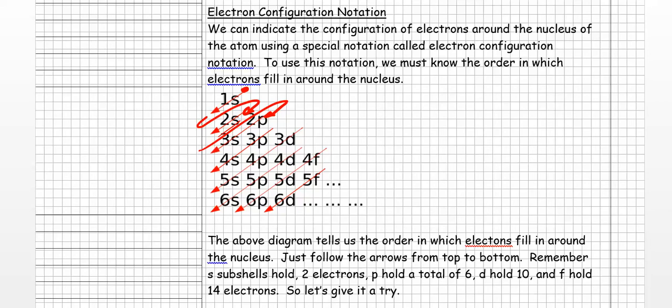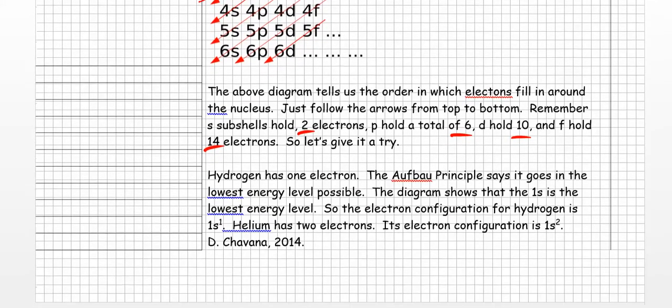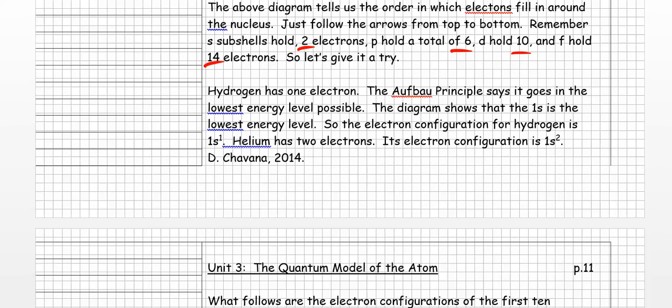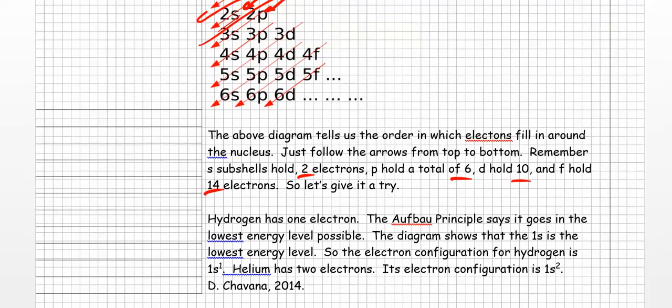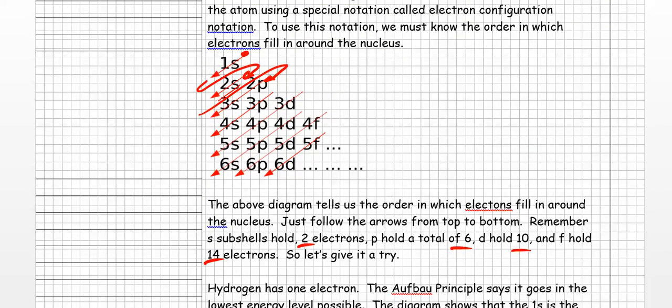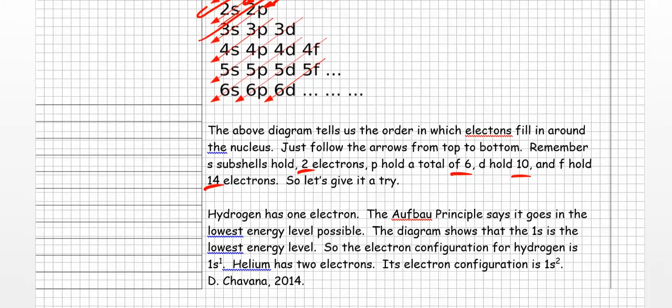So the next thing to remember is that S subshells hold 2 electrons. Okay? S subshells hold 2 electrons. P holds 6. So 2 for S, P holds 6, D holds 10, and F holds 14 electrons. So let's try a few very, very easy ones. So hydrogen has 1 electron only. Where do we put that 1 electron? Well, we can see from the table that the lowest energy level is the 1s sublevel, or the 1s orbital, I should say. So we're going to put it into the 1s.